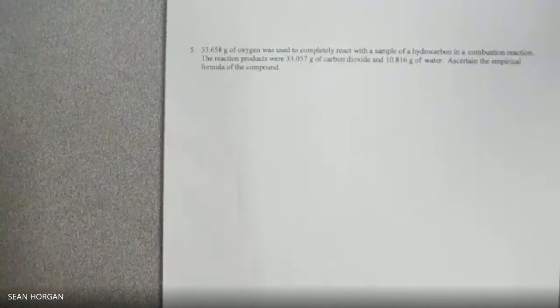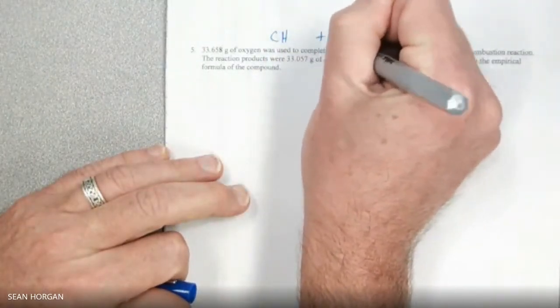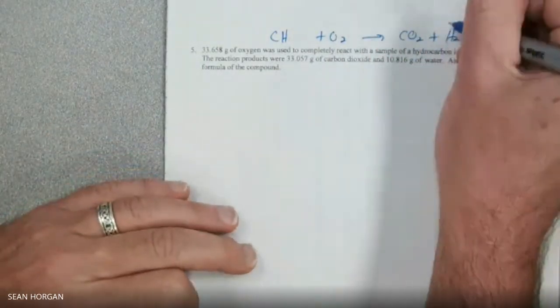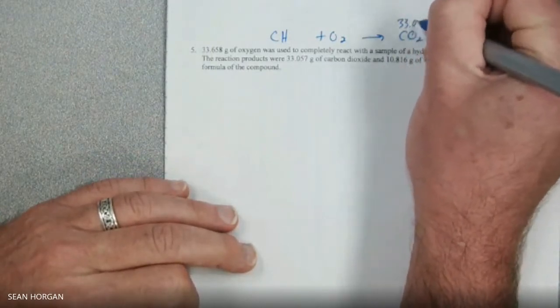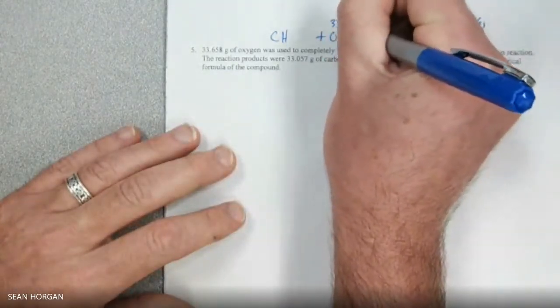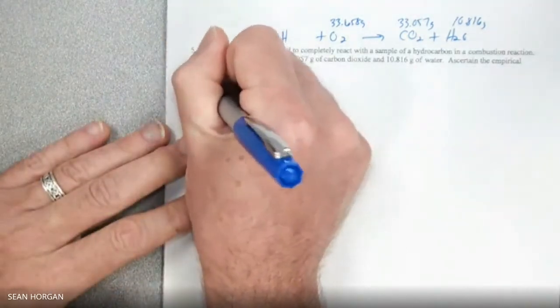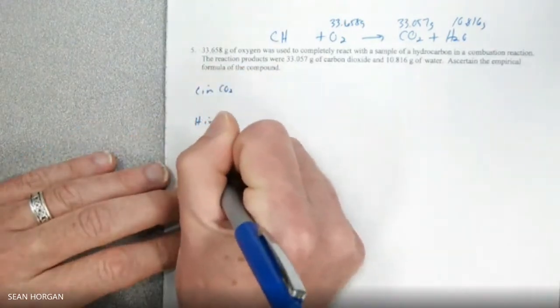Okay, number 5, and we do it the same way, right? CH plus O2 yields CO2 plus H2O. Now I can go ahead and put it above like this, which I probably should for every one of them. I'm not sure if I did it for all of them, and we have 33.658 grams of oxygen. Okay? All right, so here we go. We got to get the lowest number ratio of the hydrocarbon, and it could have oxygen inside of it. So we'll do the same thing, C in CO2, H in H2O, and O in O2.